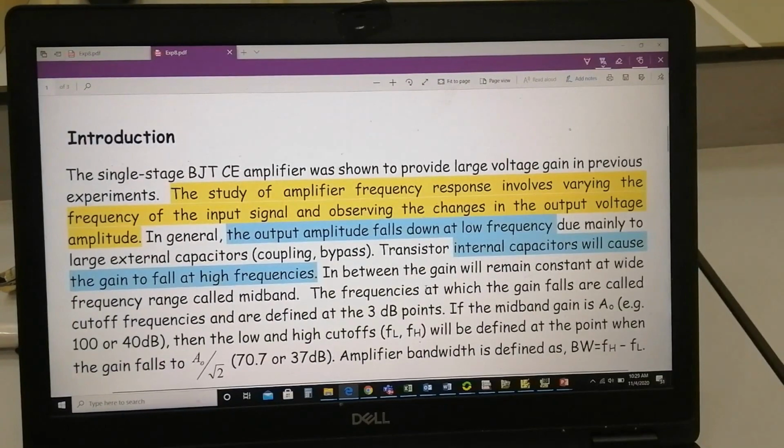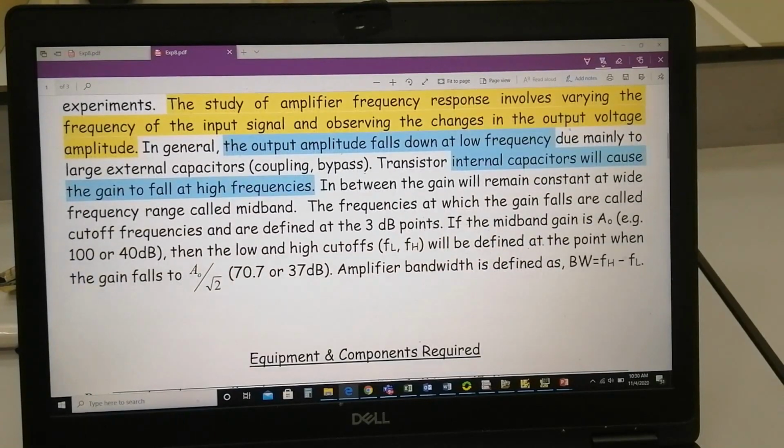From our previous studies, the output amplitude falls down at low frequency due to the large capacitors. What are those large capacitors? The coupling capacitor and the bypass capacitor. And also, due to transistor internal capacitor, the gain will fall at high frequency, right? We also have to determine the bandwidth and the mid-band gain, and plot this to find F low and F high.